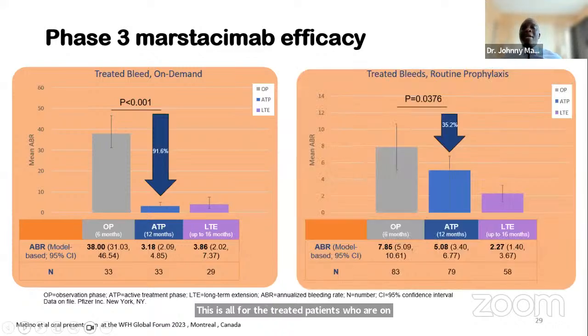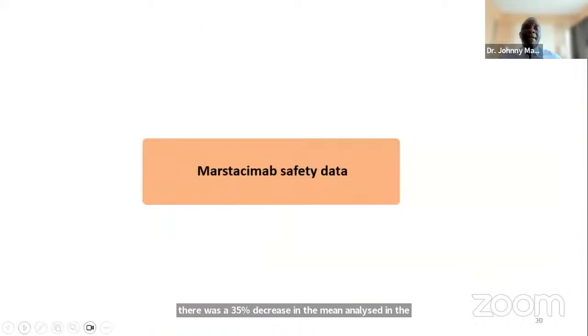What about the patients who went into the study but were already receiving routine prophylaxis with factor 8 or factor 9? One sees a similar pattern of results. A total of 83 patients were included in the observation phase, 79 were in the active phase, and 58 in the long term. And there was a 35% decrease in the mean annualized bleed rate in the patients that were receiving mestasimab compared to the baseline, which is the observation phase.